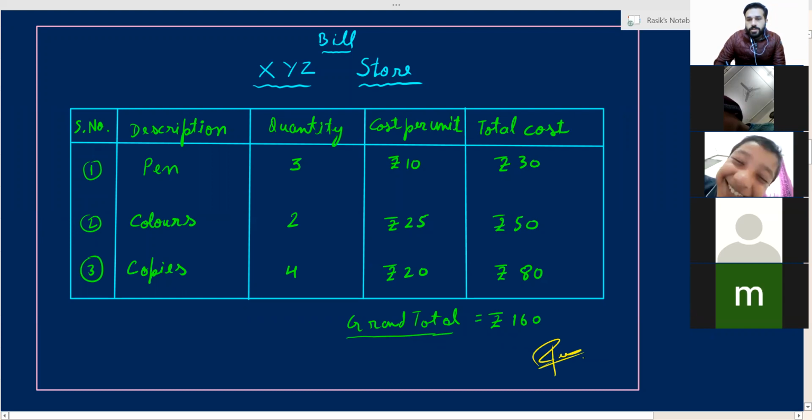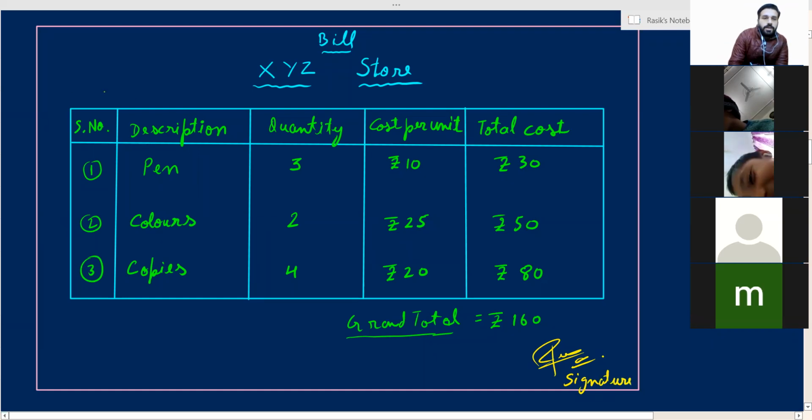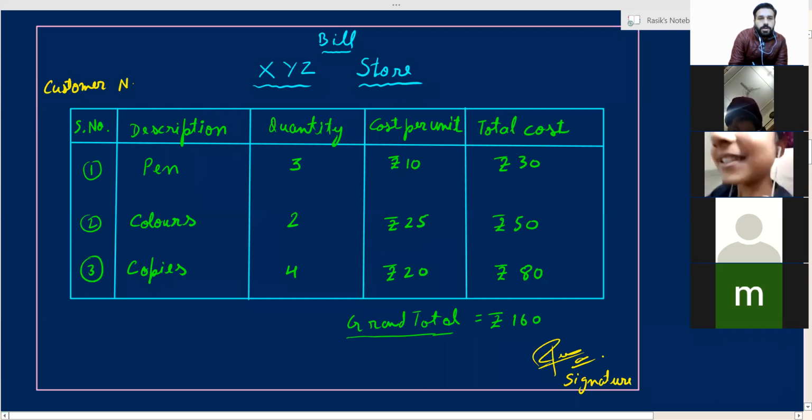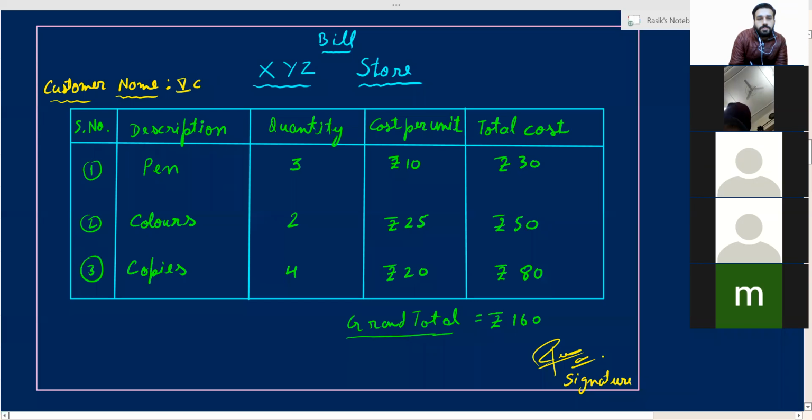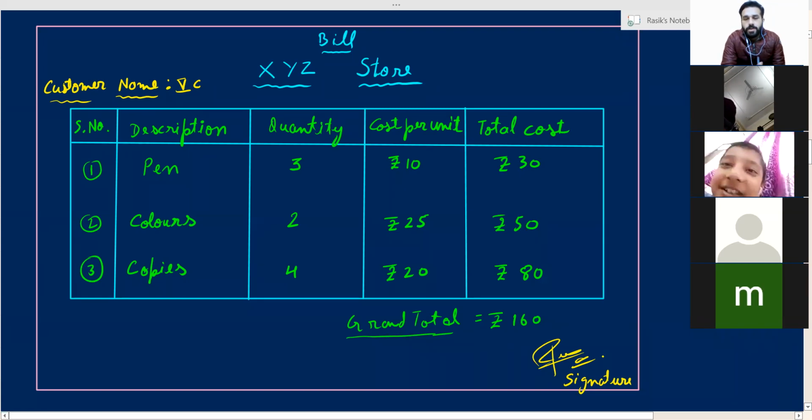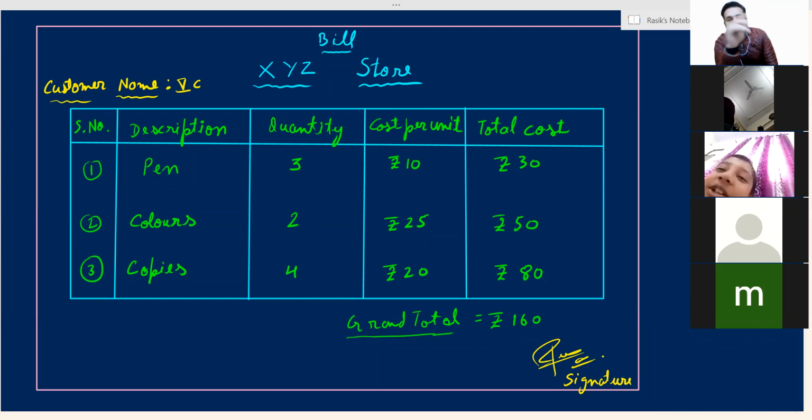Here are my signatures. This is the bill. Ready. And now I will name the customer also. Customer name will come here. What is the customer name? You all are customers. So the customer name in this case is class 5C. Your name will come in this place. Have you all understood how to prepare a bill now?